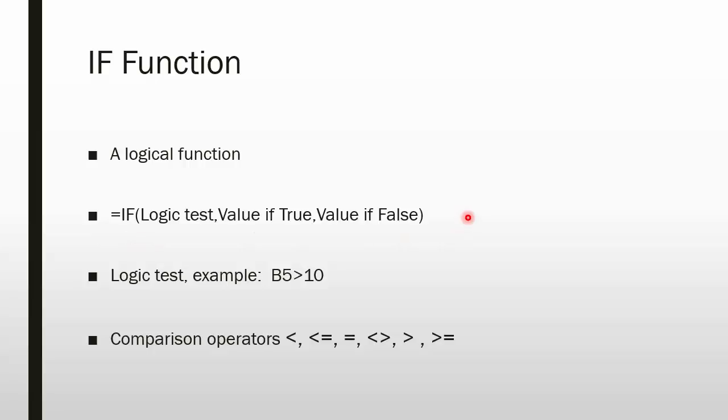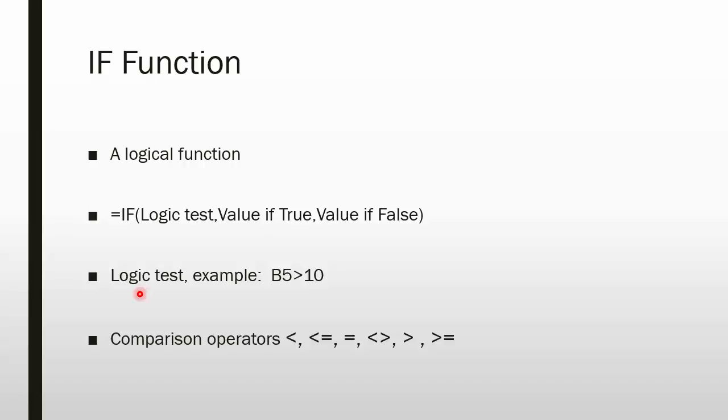It is an equals IF, open parenthesis, logic test goes in as the first argument of this function, comma. The next argument is the value if true, comma, followed by the last argument, value if false, closing parenthesis. Our logic test is pretty simple. It's, again, anything you can test with a yes or no type result.